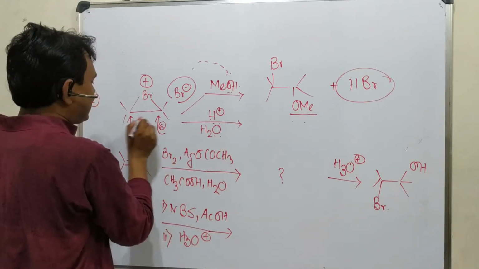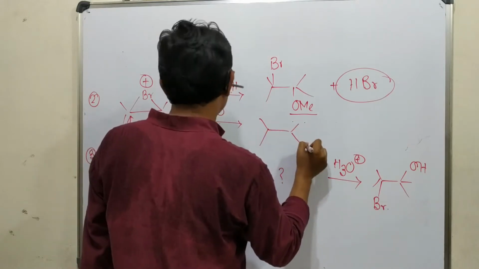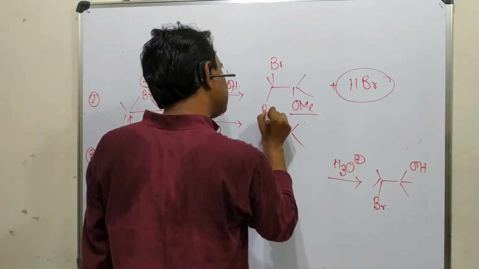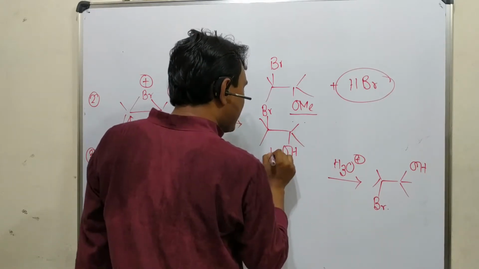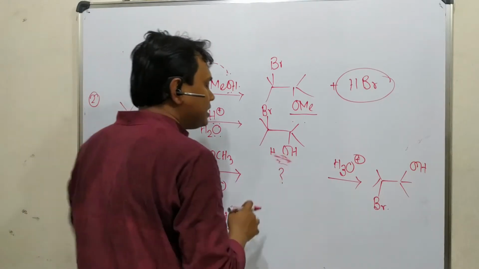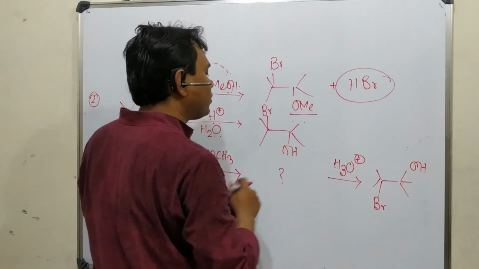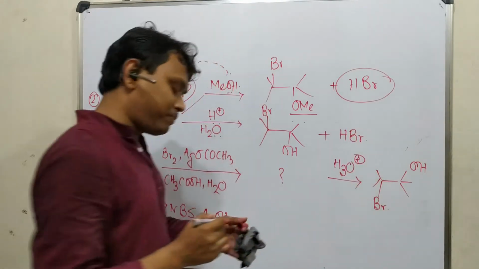be that? It can attack both sides. Let's consider this. So what will be the product? This is the bromine. This is the OH, H plus, similar like this. So again it will eliminate this proton, and what will be the product? This is the HBr.